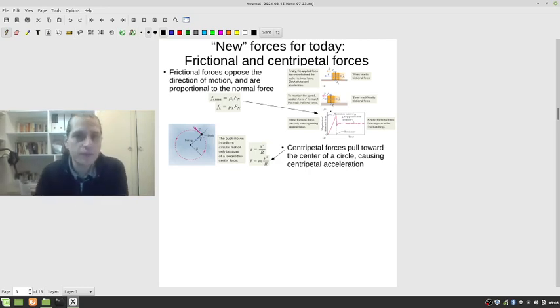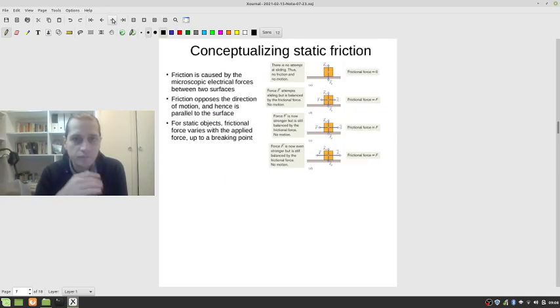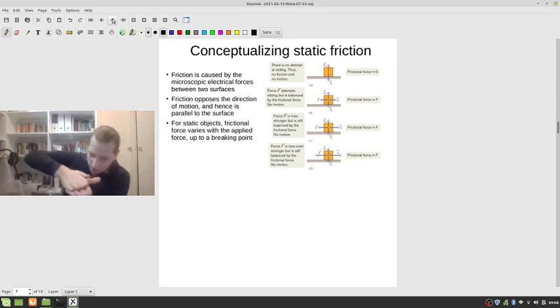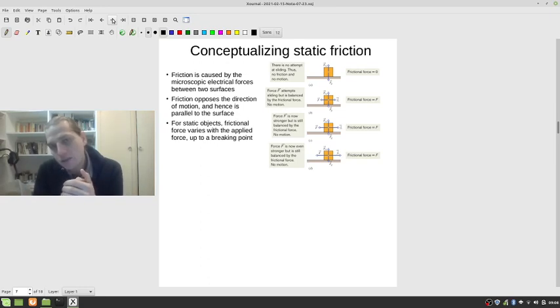Okay, so let's slow up and go back and look at friction in more detail. As I said, friction is caused by microscopic electrical forces between two surfaces. Friction always opposes the direction of motion. If you're sliding along a surface, the frictional force is happening between the two surfaces. So if we're sliding in this direction, the frictional force always has to be directed parallel to the surface, opposite the direction of motion, which is parallel to the surface.